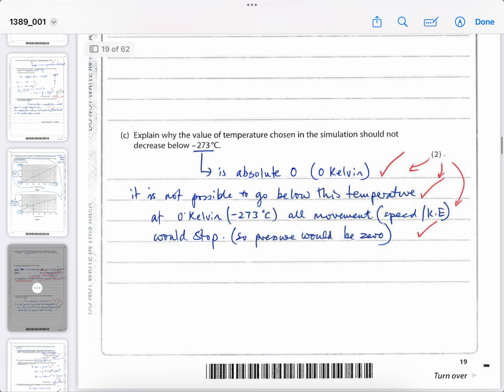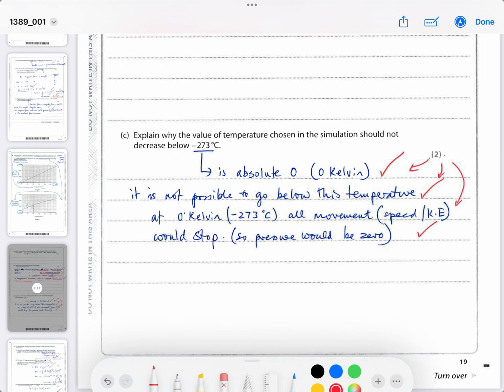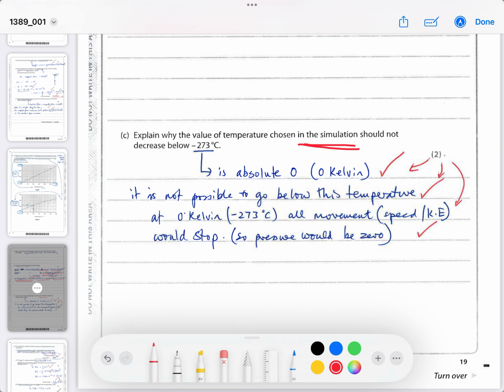Part C, explain why the value of temperature chosen in the simulation should not decrease below minus 273 degrees centigrade. Well, if it's a simulation and it's been made properly, yeah, then it will be impossible to go below minus 273 degrees centigrade, because minus 273 degrees centigrade is absolute 0, yeah? It's the coldest possible temperature, yeah? So it is not possible to go below this temperature.